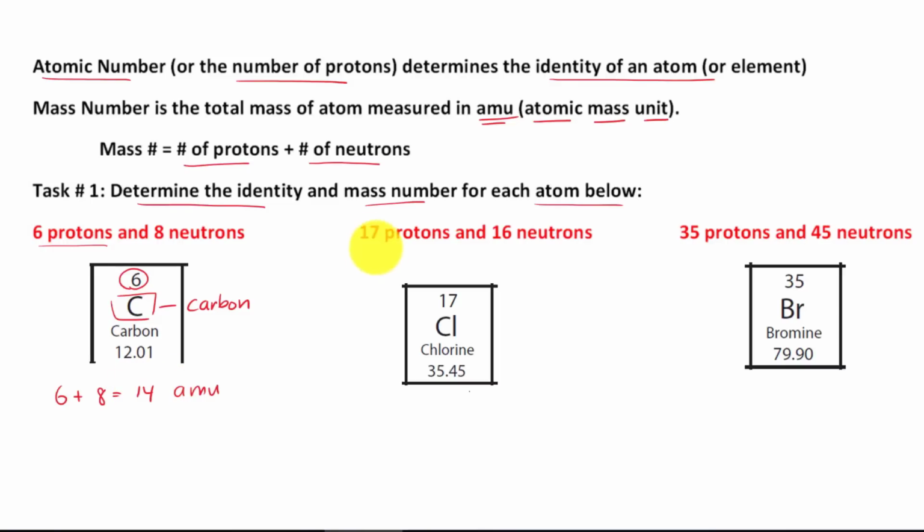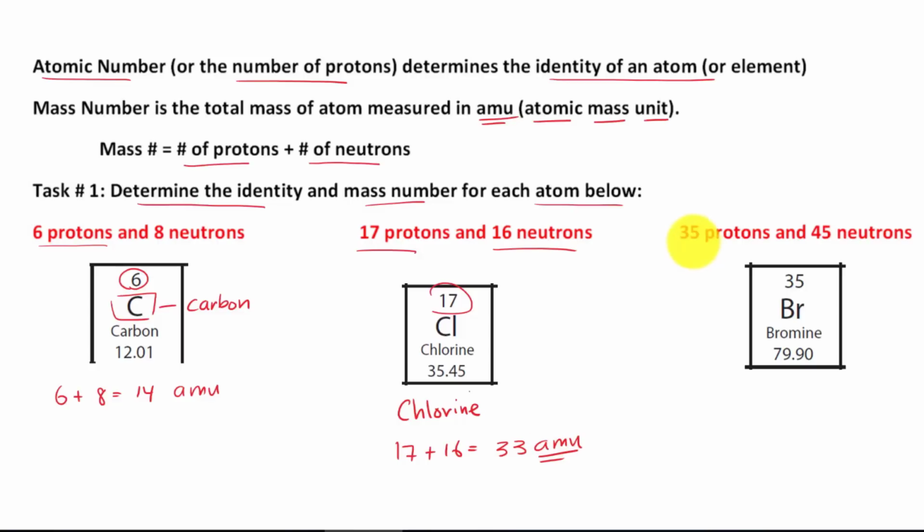Over here, we have 17 protons and 16 neutrons. So I'm going to go back to my periodic table and screenshot the one that has 17, which turned out to be chlorine. There you go. So that is our element. And what is the mass number? 17 plus 16. In this case, 17 plus 16 gives us 33 AMU. And that's atomic mass unit.